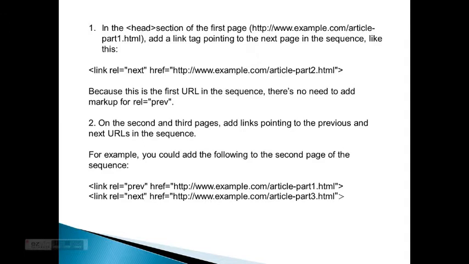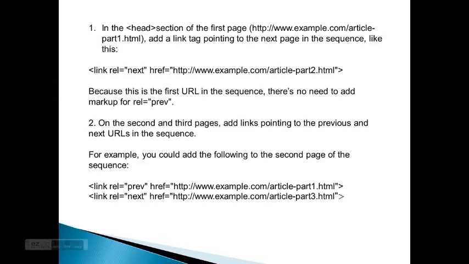In this case, in the head section of the first page, the article part 1, add a link tag pointing to the next page in the sequence, like this. Link rel=next, and then give the reference to part 2. Because this is the first URL in the sequence, there's no need to add markup for rel prev.